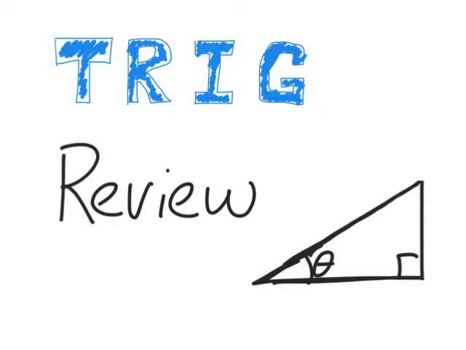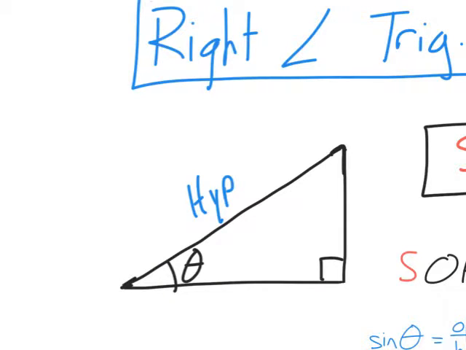Hi, this is designed to be a quick review of right-angled triangles and how to solve for hypotenuse, opposite, adjacent sides, and also angles using SOHCAHTOA. To start, let's quickly identify the parts of the right triangle.